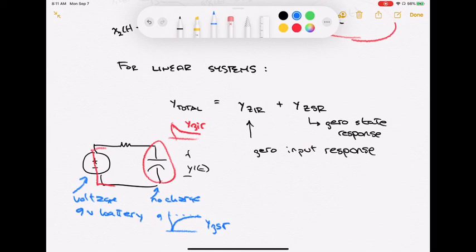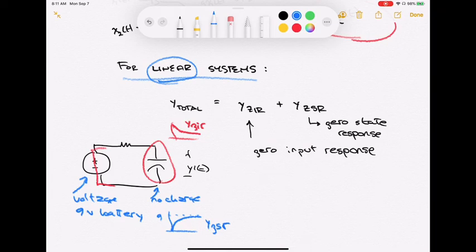If the system is linear, we can understand the total response of that system to the combination of externally and internally applied energy just by summing them up. We sum those two pieces up. And the only reason we can sum them up is because the system was linear.